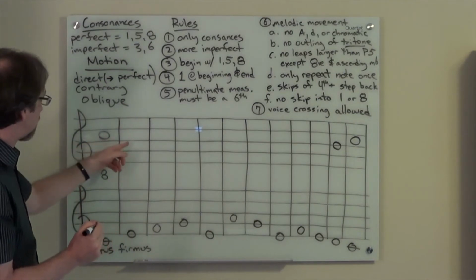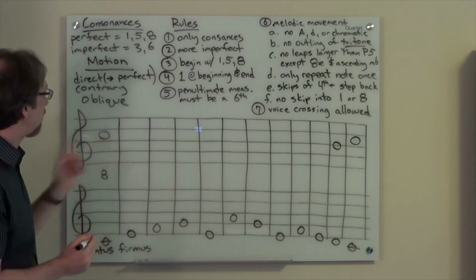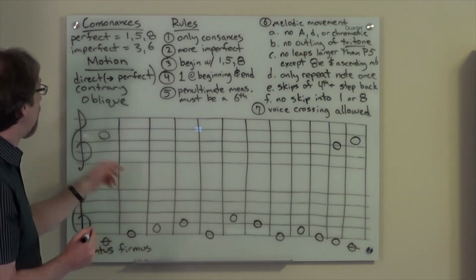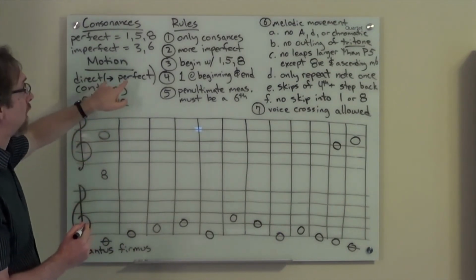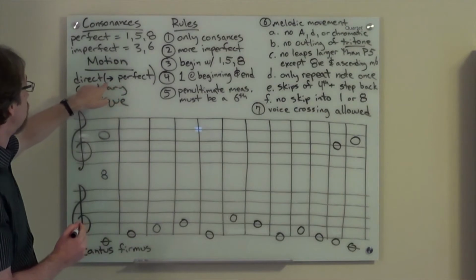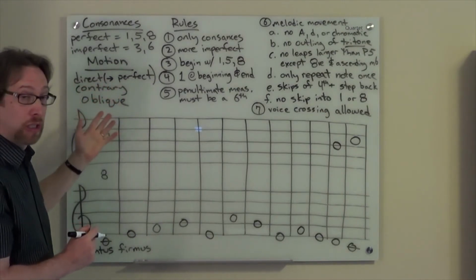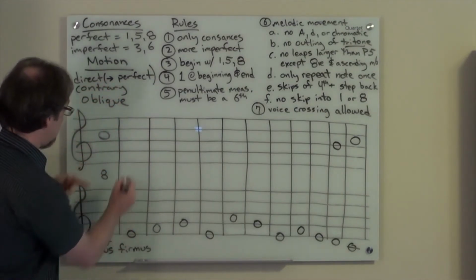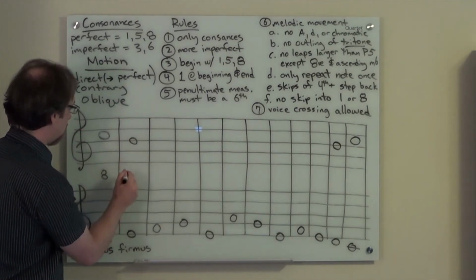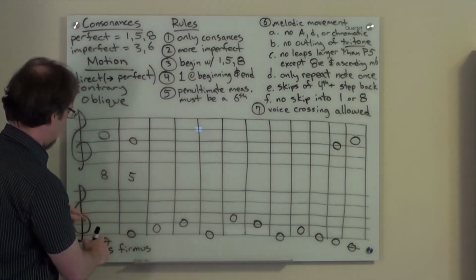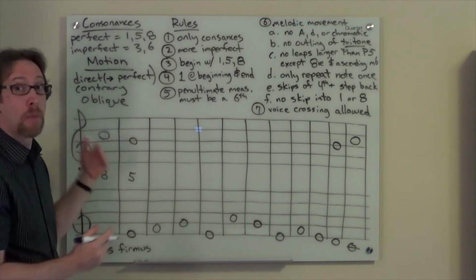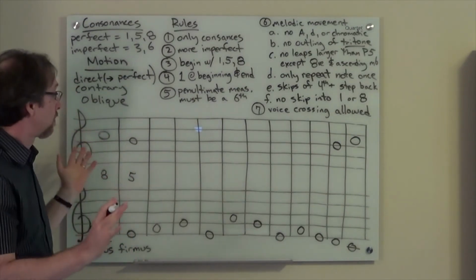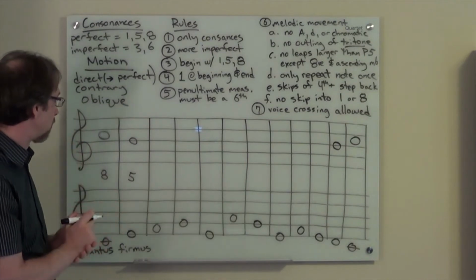If I go here and I just, let's say, go down a step, I then go into a fifth. Well, is that okay? The only thing I really have to be careful of with a fifth is that I don't move in direct motion into the fifth. And this is actually contrary. So going to the B, I have C, C, octave, going to E-flat, a fifth, approached by contrary motion. I'm fine. I'm doing great.